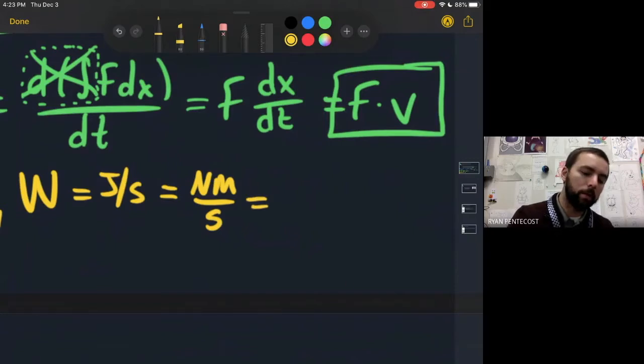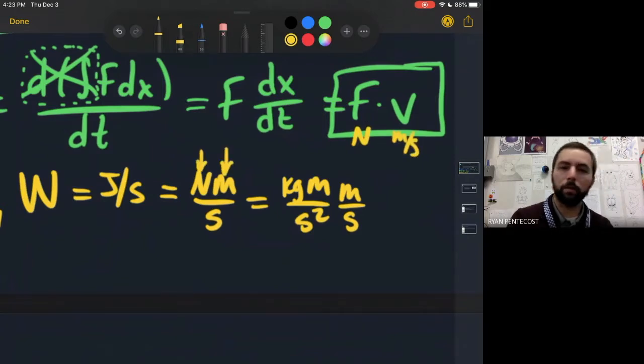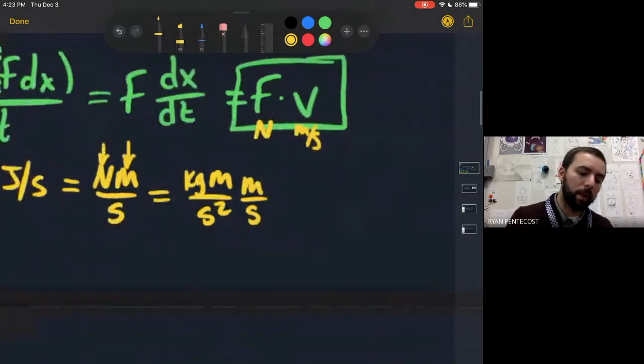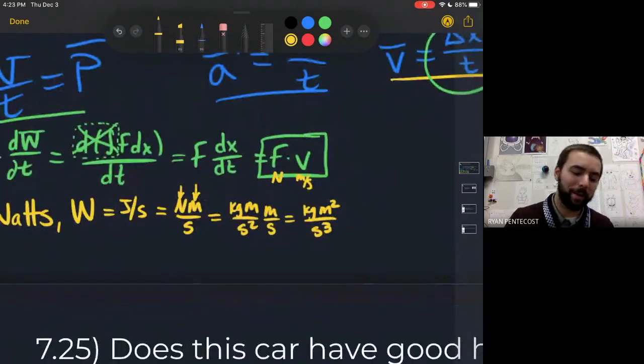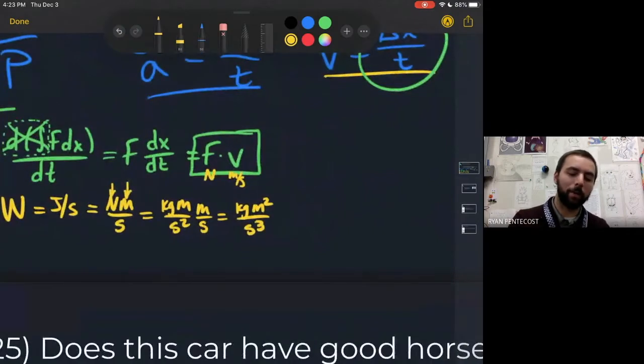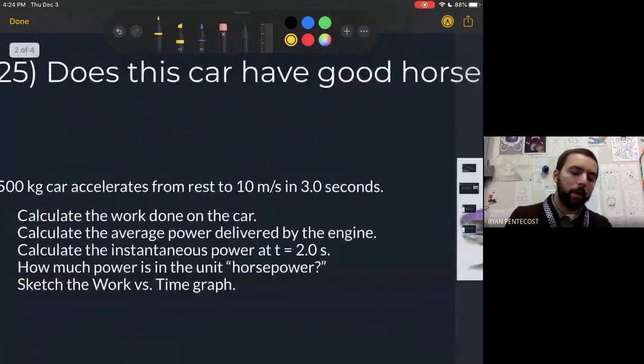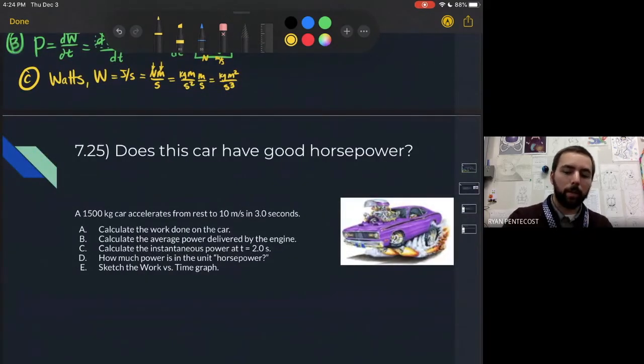And then a Newton is a kilogram meter per second squared, times meters per second, like we have there. You can actually see here you've got newtons and a meter per second. So you can see where that is all coming from, right? And then if we expand all of this, this becomes a kilogram meter squared per second cubed. So thank goodness we call it watts, right? That'd be so ridiculous to call it kilogram meter squared per second cubed every time you had to do a power equation or a power problem. So glad we don't have to do that.